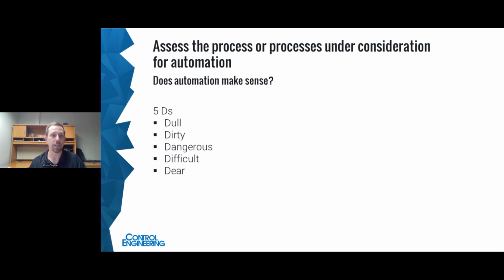Is the task dirty? Is the process or the environment hazardous? Things we're talking about here, welding, painting. A lot of these tasks have been successfully replaced with automation. Dangerous tasks, again, if the task is going to potentially cause harm to a human operator, heavy loads, sharp parts, environments that contain hazardous gases. Again, great potential applications for automation.